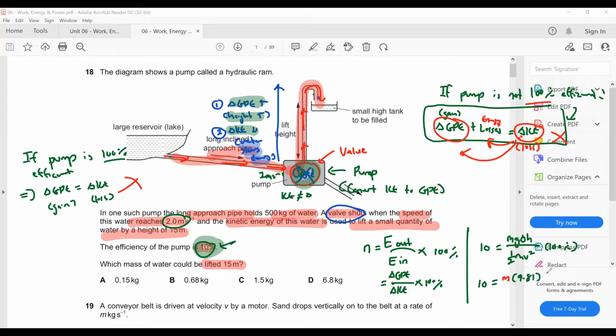And this is 9.81, 15 meter, half 500 times 2 square times 100. So you solve this, you will get this. 0.5 times 500 times 4. Okay, 10 times this answer divided by 9.81 divided by 100. You're going to get the answer as m equals to 0.68 kg. Okay, this is the answer.